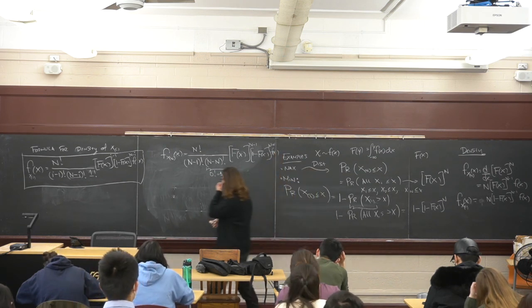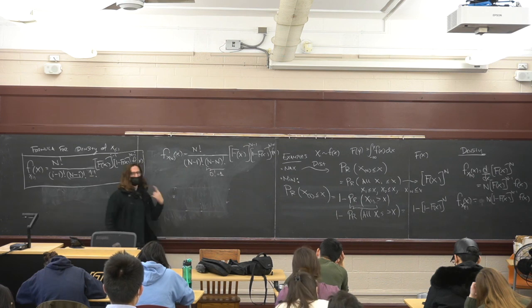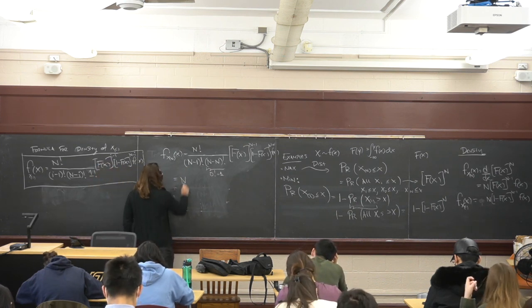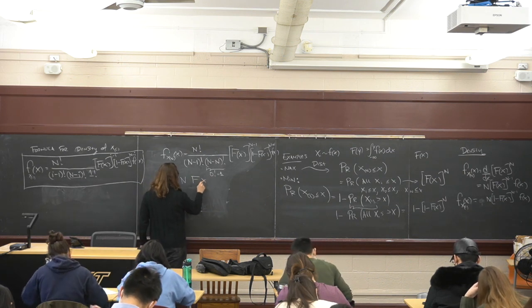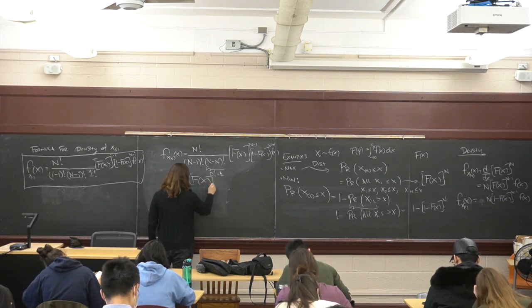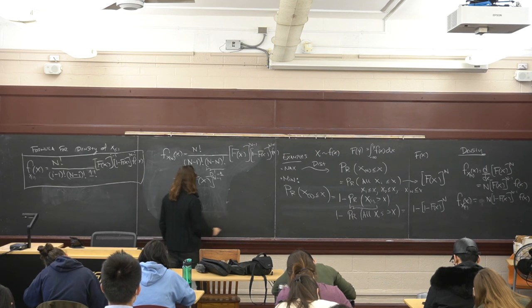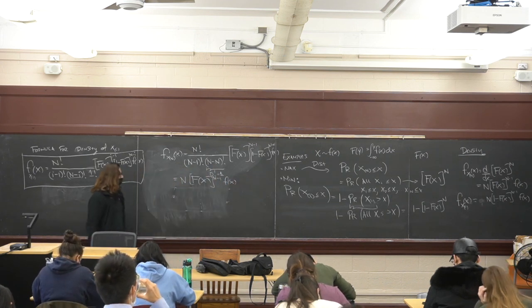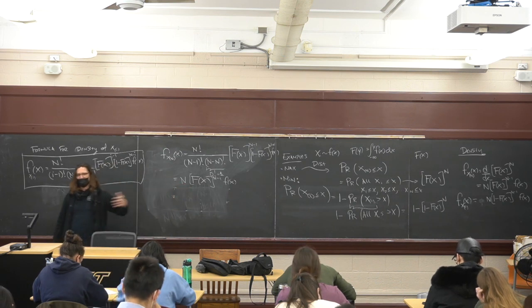If we simplify all of this, n factorial over n minus 1 factorial is just n. This is F of x to the n minus 1 times little f of x. And voila, we get the same thing back.